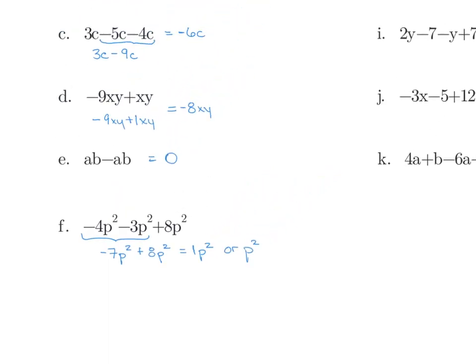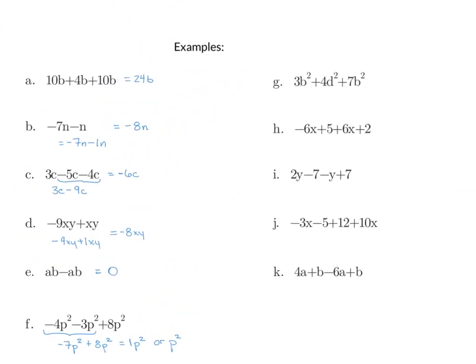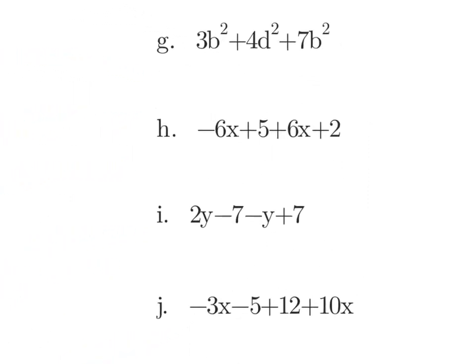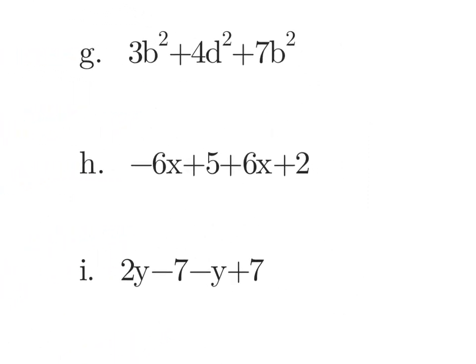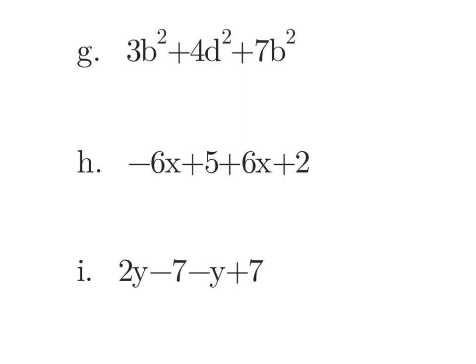Okay, let's try some where we have to identify like terms. Let's come up to example G. Example G, we have 3b squared plus 4d squared plus 7b squared. Now, one thing to remember is you are only allowed to combine like terms. If they do not have same variables with same exponents, they cannot be combined. So for instance here, what are my like terms? I can combine 3b squared and 7b squared.